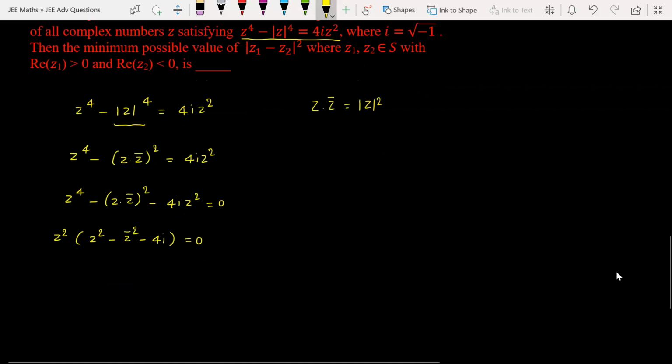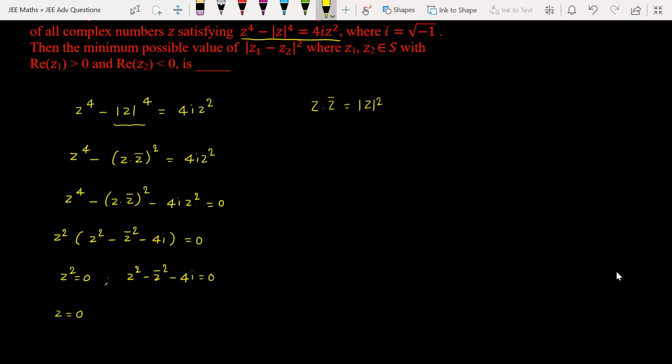Therefore we have z square is equal to 0, and we have z square minus z bar square minus 4 iota is equal to 0. So this gives us z is equal to 0, which we are anyway not interested in, because we are looking for solutions where the real part is greater than 0 and the real part is less than 0. For z equal to 0 the real part is 0. So now let us solve this.